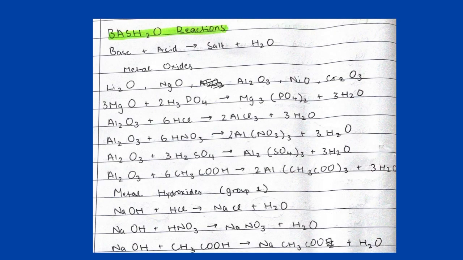When a base reacts with an acid, it produces a salt and water. So this is also known as a neutralization reaction. As we mentioned before, bases are metal oxides and metal hydroxides. So when a metal oxide reacts with an acid, such as magnesium oxide plus phosphoric acid, it will produce a salt, which would be magnesium phosphate. And the reaction also produces water, so H2O. We'd also have to balance the reaction after.